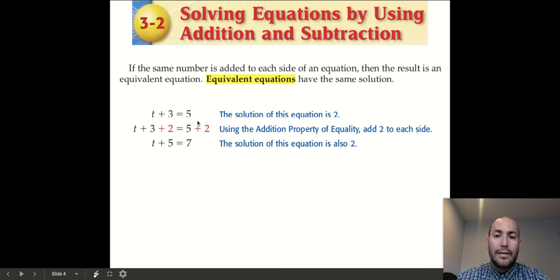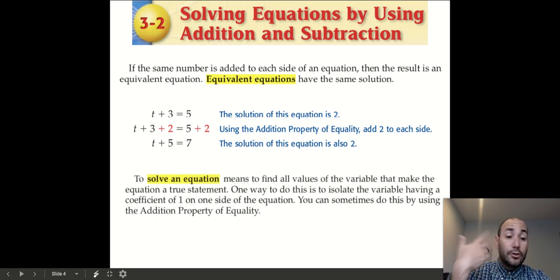So if you notice, the solution to the equation here was 2, and the solution to the equation here is 2. I did not actually change the answer to the equation, even though I added something to the equation, right? As long as I did it to both sides, the property of equality maintains that the solution will always be the same. So to solve an equation means that you're going to find the value or values for the variable that make the equation a true statement. And in this equation, it was 2.